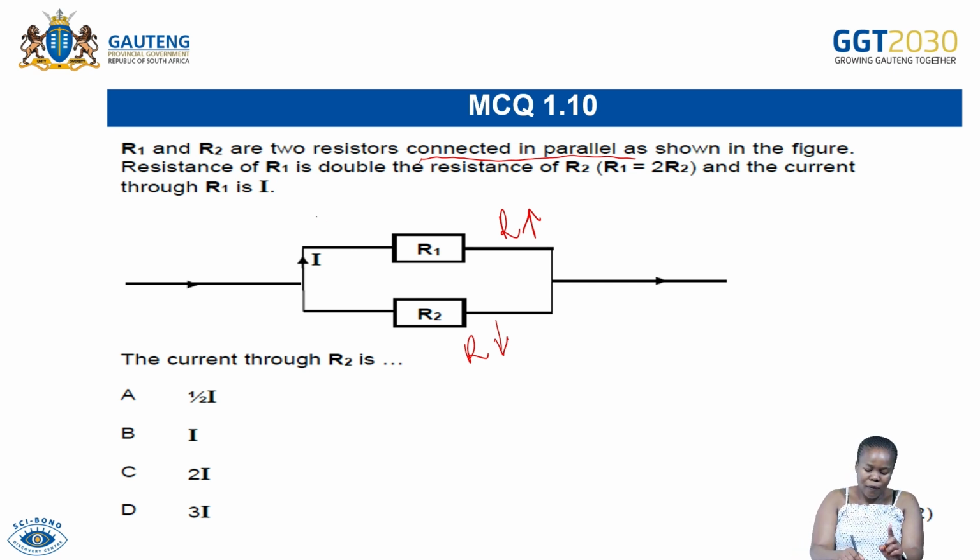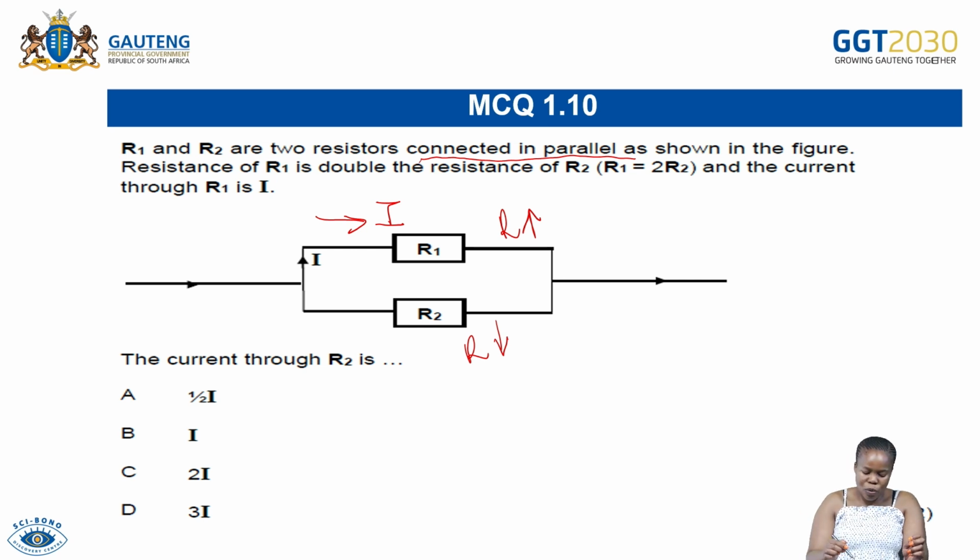So the current that is flowing in here is I. In as much as it has a higher resistance, which is double that of R2, the current that is flowing there is I. But now what is the question saying? The current through R2 is going to be what?